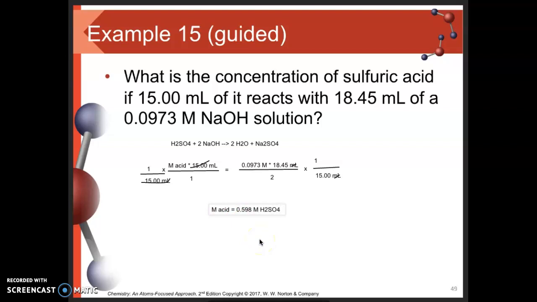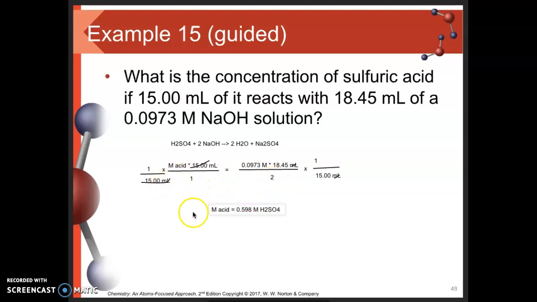Now, this is about half. Remember, we came up with about 1.2. This is about half of the concentration that we would have calculated if we just plugged it into the dilution equation. That's why it is significant. That's why we need to do our calculations correctly.